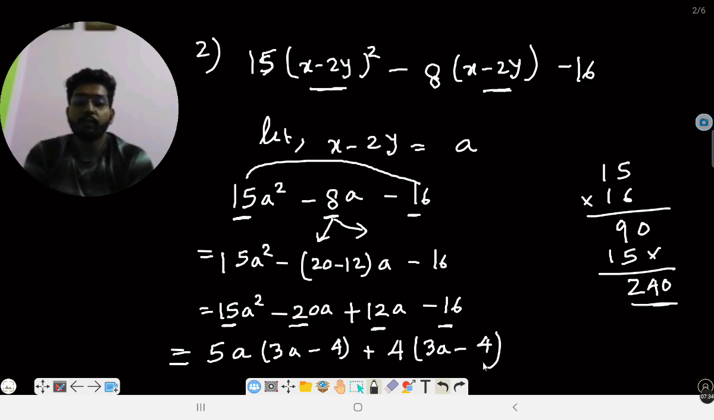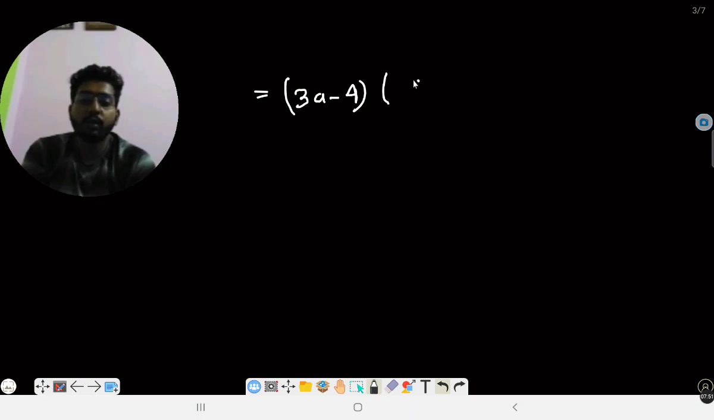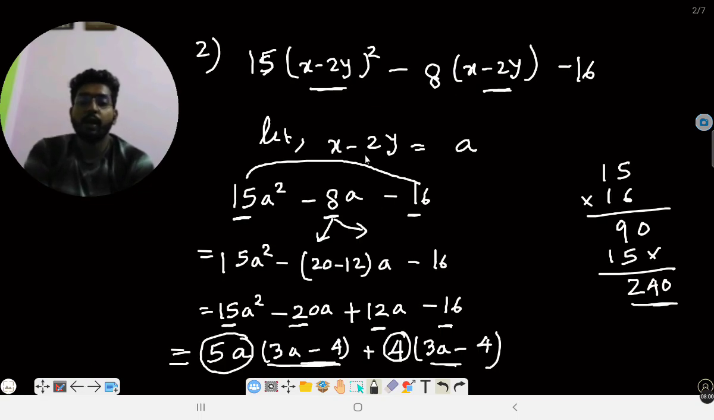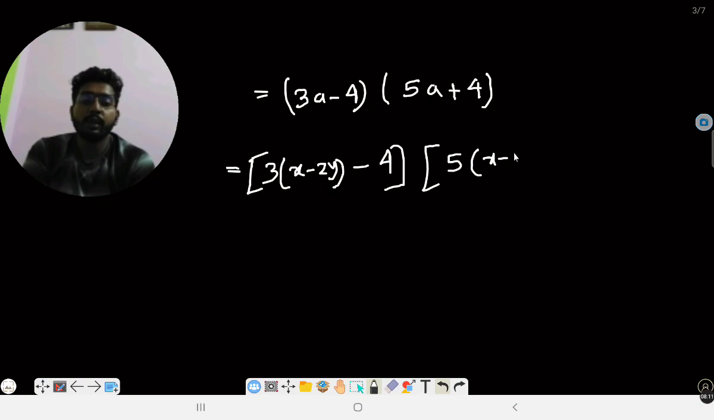Done. Now again from these two, what is the common element? 3a minus 4. If I take 3a minus 4 out, what remains is 5a here and 4 here. So that will be 3a minus 4 and 5a plus 4. Now what is the a here? Look, the value of a is x minus 2y. That means here 3a minus 4, and here also 5a plus 4.